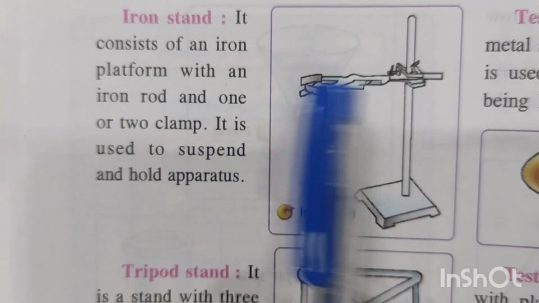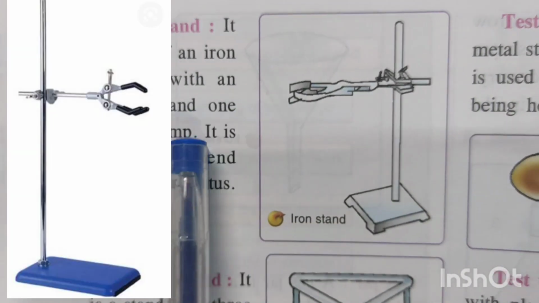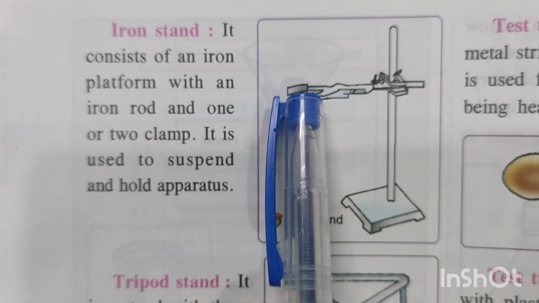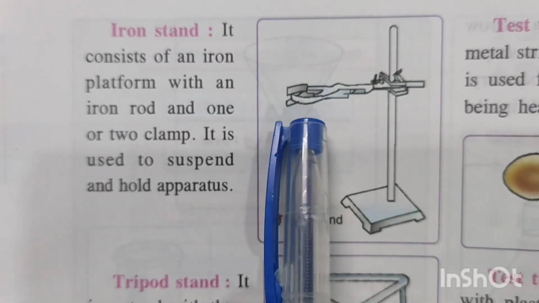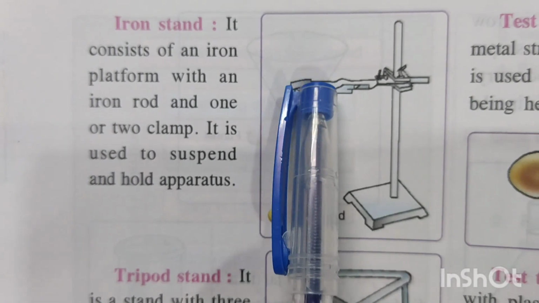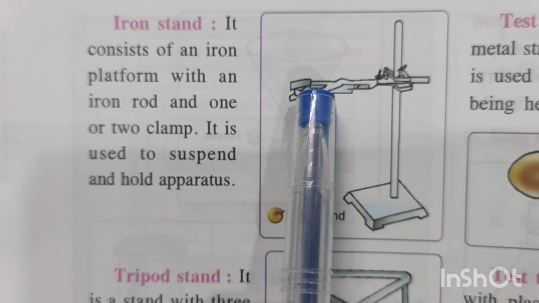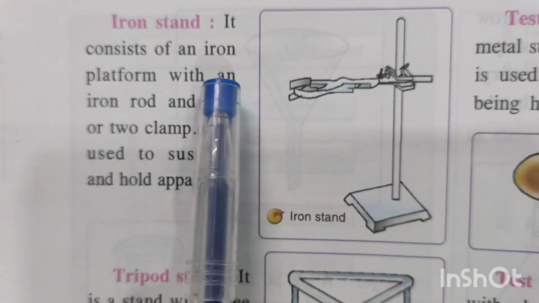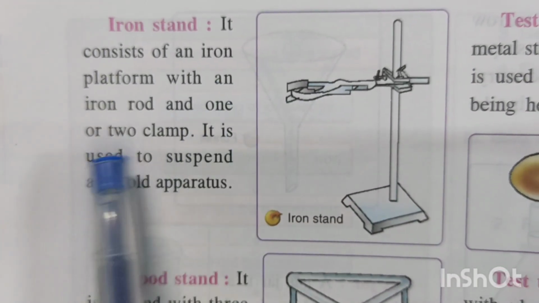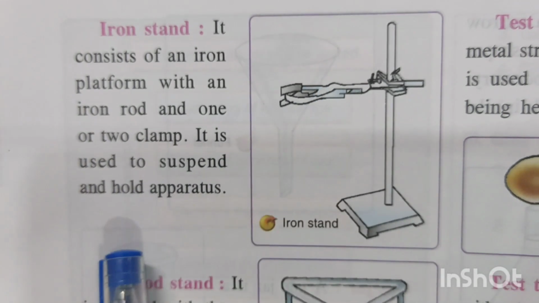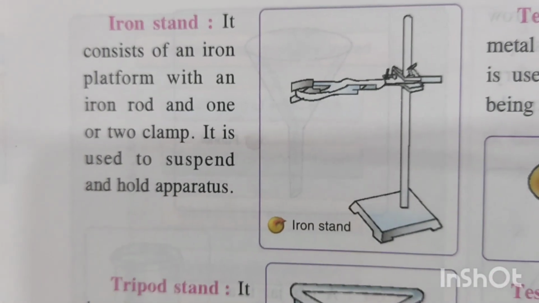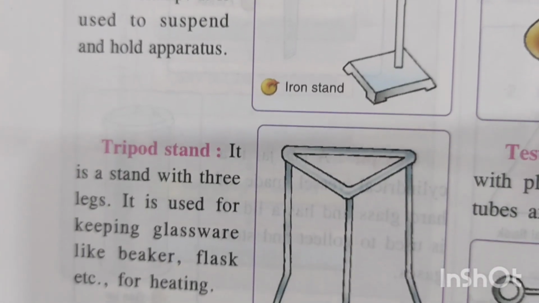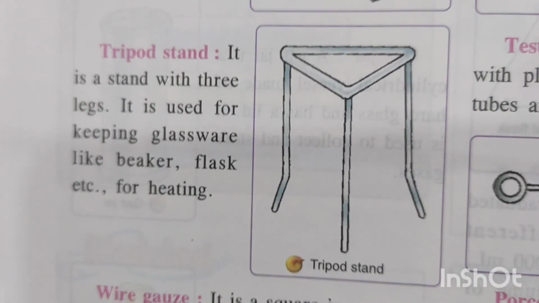Iron stand, children, as you can see in the picture, it consists of an iron platform. Now this is the iron platform and this is a clamp, from where whatever we are trying, we can keep it over here and it can be clamped, or certain things could be clamped from here and then drop by drop the things could be dropped down. So it consists of an iron platform with iron rod and one or two clamps on top over here. It is used for suspending and holding the certain apparatus. Apparatus means again the various things that are used in the lab for doing experiments.